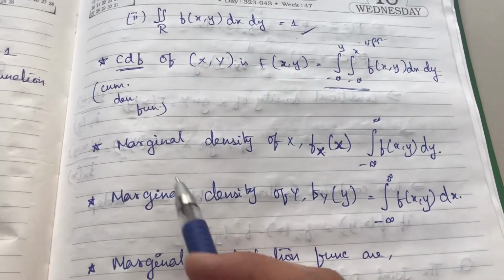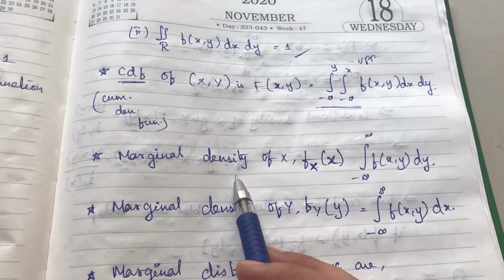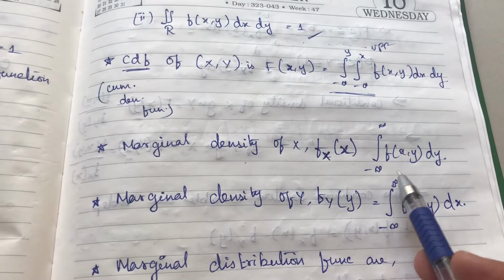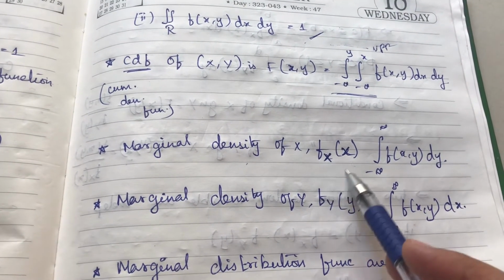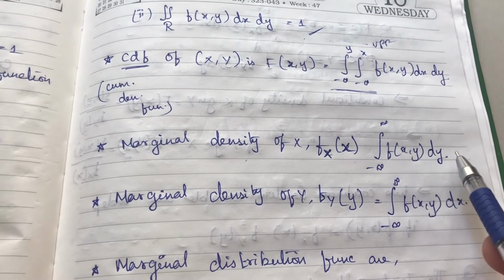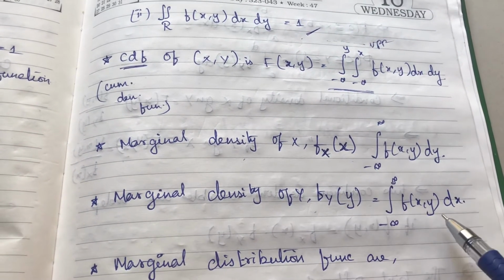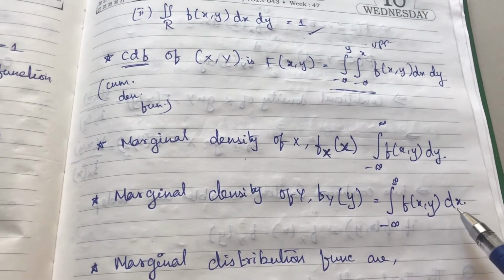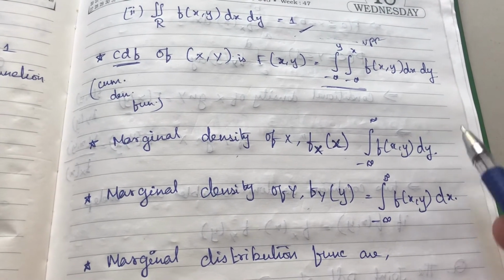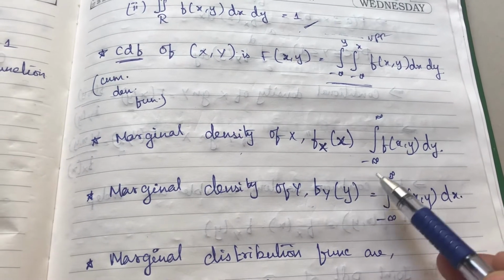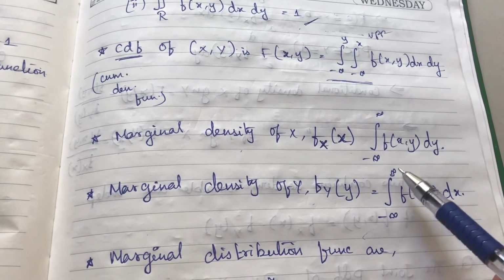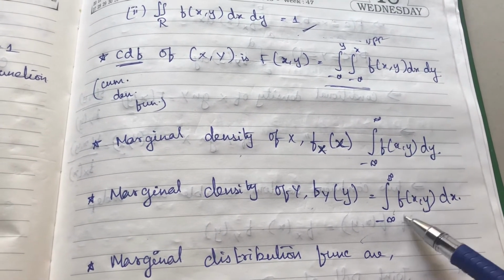Okay, then if it is a marginal density, f of x will be one single integral. If it is an x function, we need to put dy; if it is a y function, we need to put dx. That's the difference here, but the limits are minus infinity to infinity, minus infinity to infinity. So this is the main thing here.